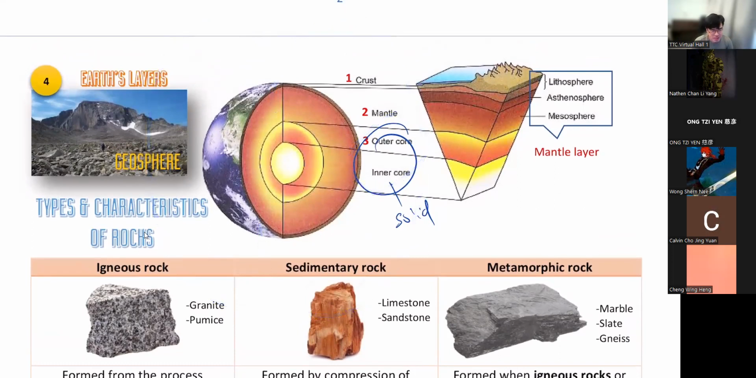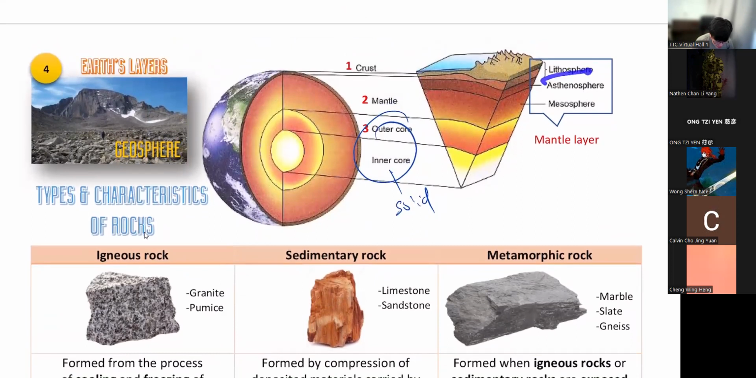This protects you from the sun. Okay, anyway, this lithosphere and asthenosphere, this thing is not very important lah. Just look at them for fun.